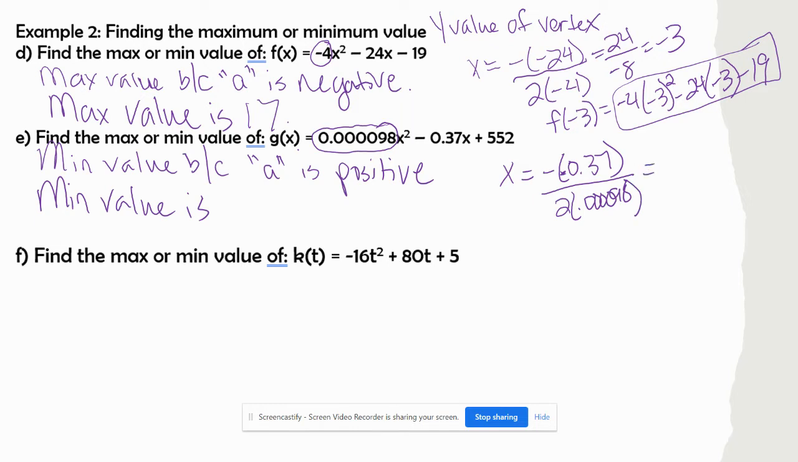And so I'm just going to do that math in my calculator. Negative makes that a positive. And I'm going to round it. And so I'm going to say that's roughly about 1887.76. So I'm going to plug this into my function.